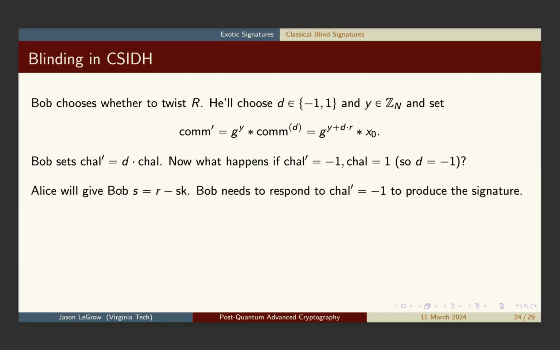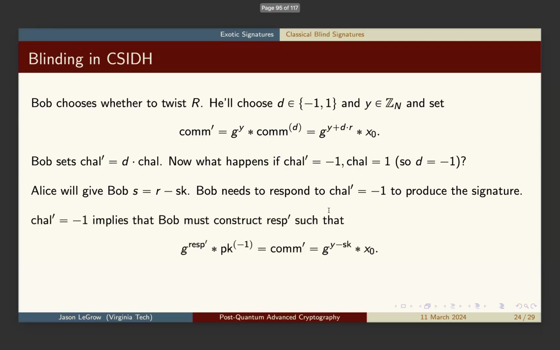So Alice, if we go back to the protocol, will give the response, sometimes I call it S, which is R minus the secret key, the randomness minus the secret key. Bob needs to be able to respond to the other challenge, chal equals minus 1. But let's see what that means. If the blind challenge is minus 1, Bob needs to construct a blind response which satisfies g to the power of the blind response times the twist of the public key. Remember, the challenge goes up into this exponent here, and he wants that to be equal to the blind commitment.